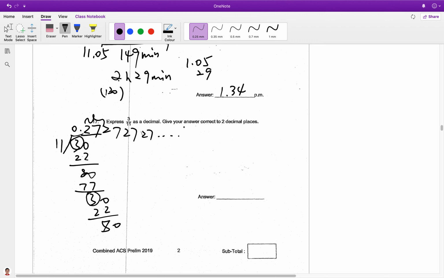So they have 27, 27, and so on. So the answer, if we want to correct to 2 decimal places, right, the next digit is 2, less than 5, right? We just omit the rest. So it's 0.27.